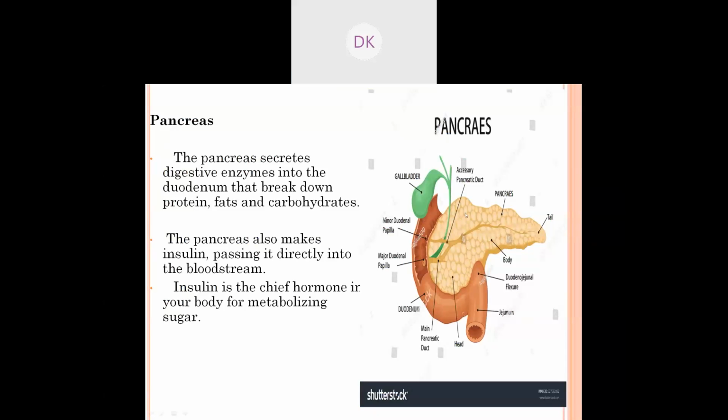Yes, ma'am. Okay, so this is the pancreas. The pancreas is just like a leaf, L-E-A-F. Okay, it is like a leaf. Okay, from the picture itself you can just see. So this pancreas, what will they do? They will secrete digestive enzyme.